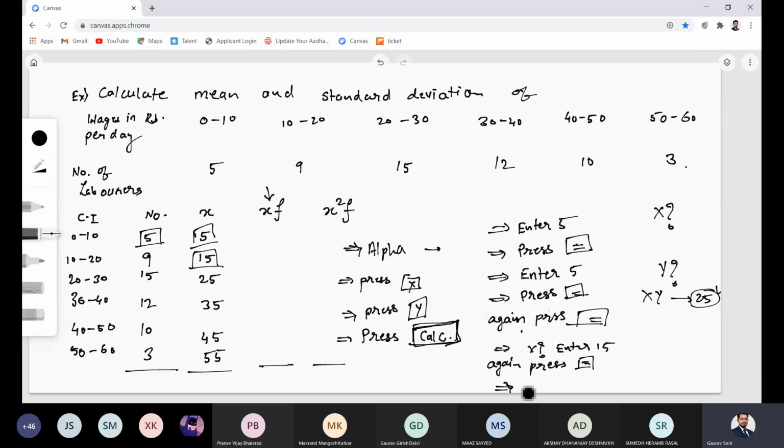Then you will enter the value of y. Y question mark. So in this case, enter value of y here is 9. Again press equal to. Again equal to. Then you will see x into y on your screen. Whatever the value is, 15 into 9. Then again press equal to and repeat the same procedure. I hope I have made myself very much clear. If you have any problem, you can simply ask.